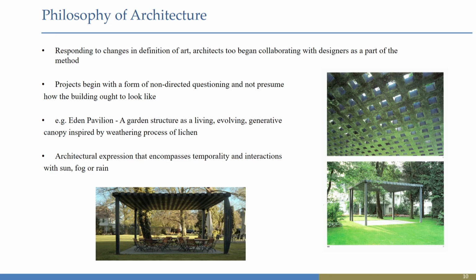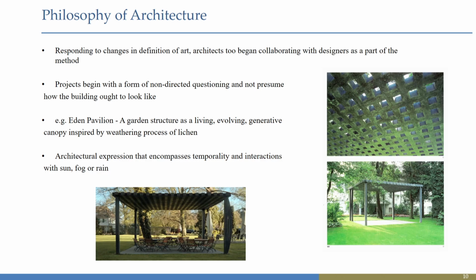And in fact, it was inspired by the weathering process of lichen. All right, you can see the green roof, and how it is green, meaning the moss has entered, and then the moss is maturing because of the rain and the sunshine and so on and so forth. So, this Eden pavilion is a garden structure, and it is thought of as a living, evolving, generative canopy inspired by the weathering process of lichen.